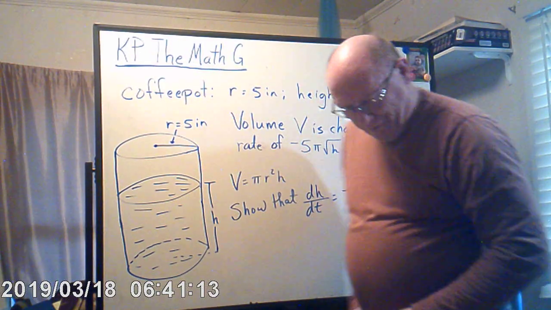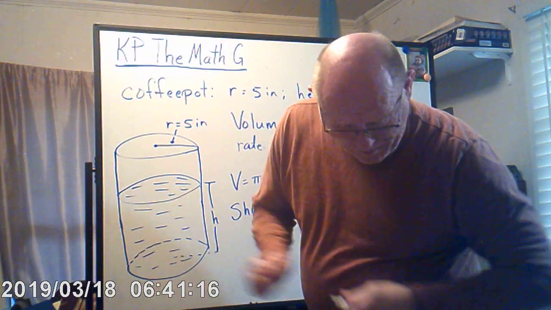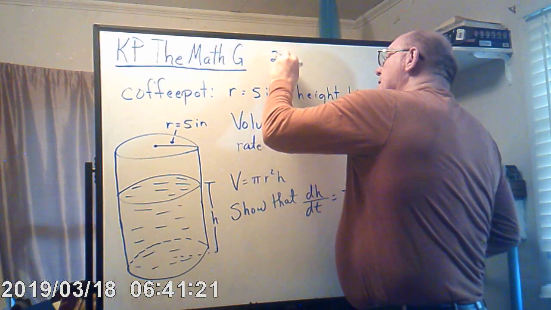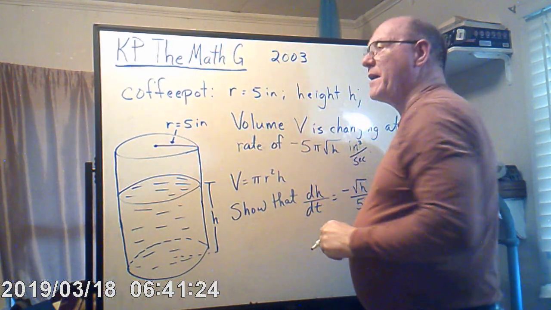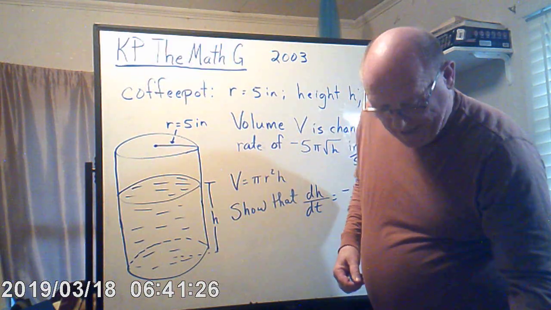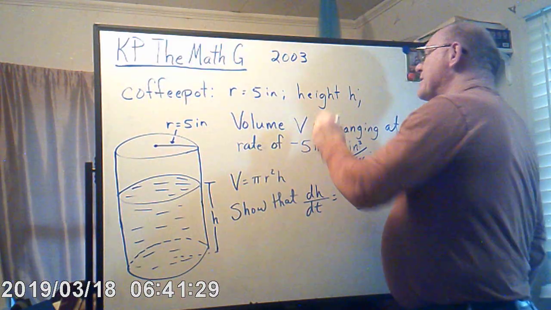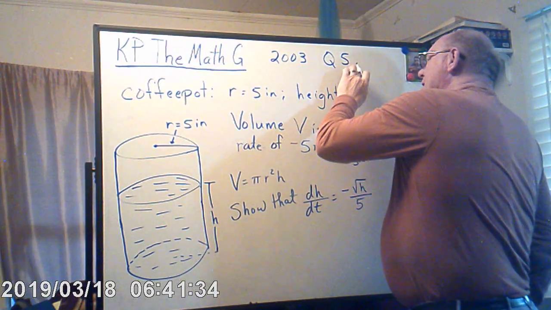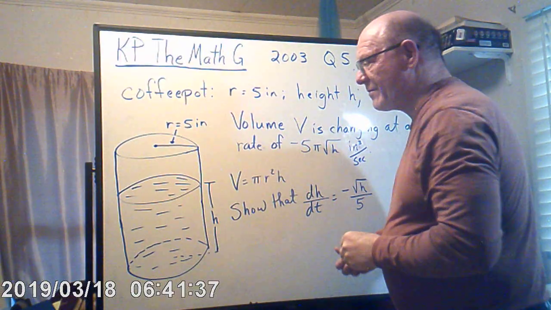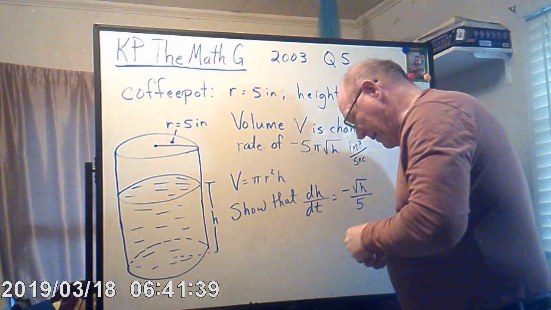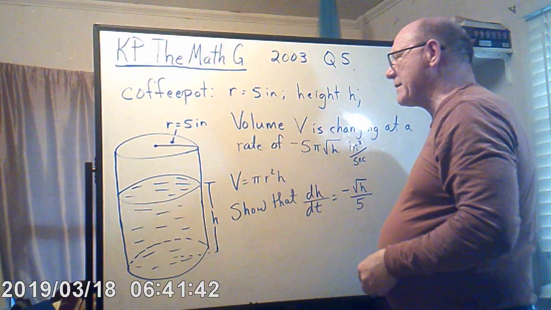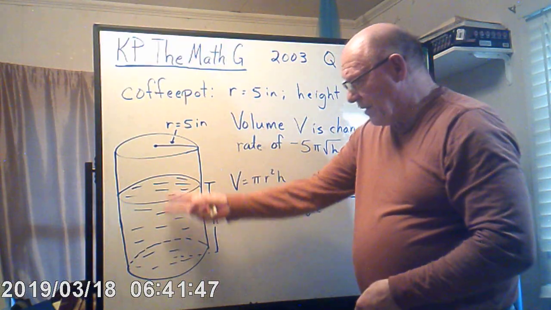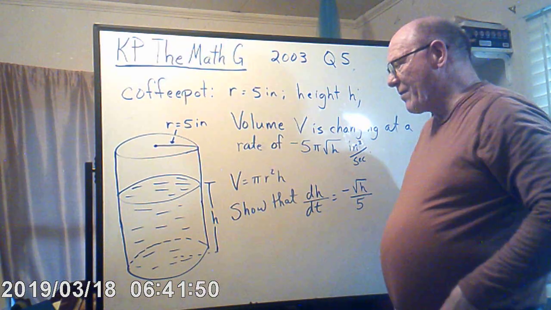This is a question from 2003. This is an AP question, 2003 question 5, and it is a free response question. I didn't want to write everything down, but there's a coffee pot with a radius of 5, and of course this is the coffee in the coffee pot.